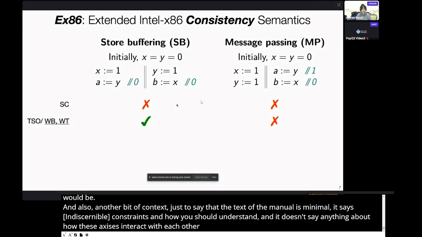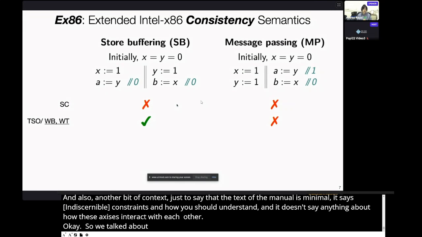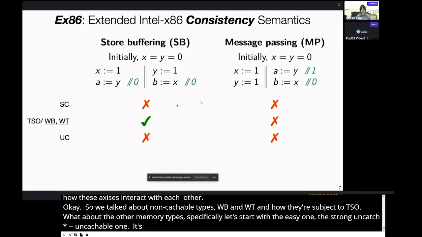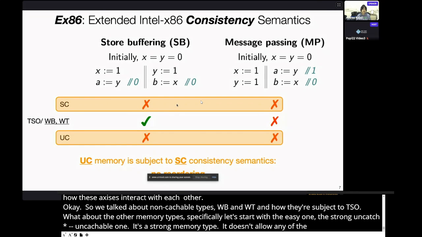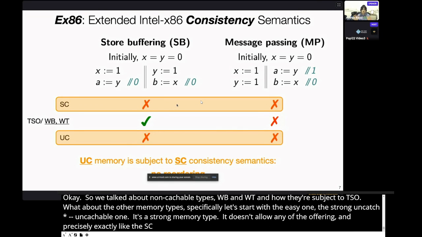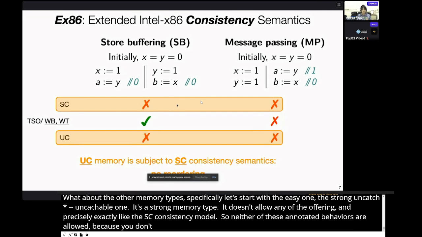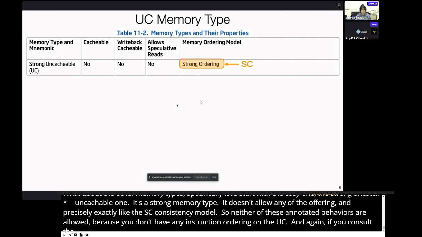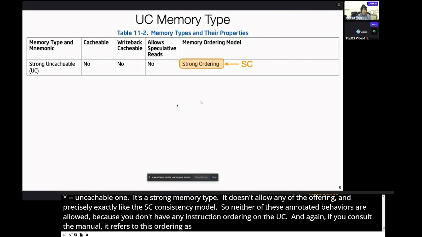Okay, so we talked about the cacheable types, WB and WT, and how they're subject to TSO. But what about the other memory types? Specifically, let's start with the easy one, the strong uncacheable one, UC. Well, as the name suggests, and you might have already guessed, it's a strong memory type in that it doesn't allow any reordering. And in that regard, it's exactly like the SC consistency model. So neither of these annotated behaviors are allowed because you don't have any instruction reordering on UC. And again, if you consult the manual, it refers to this ordering as strong ordering, which is Intel jargon for SC.